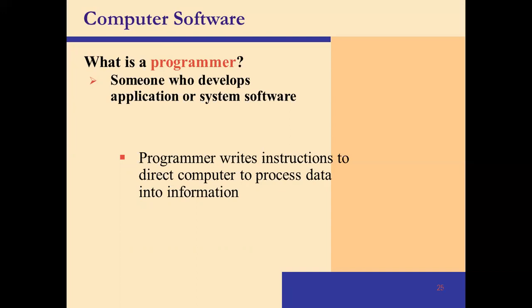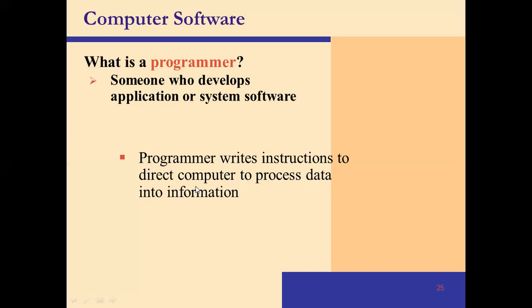Right now it is common to say that the person who writes the software is a programmer. When it comes to computer programming, we can say that the person who can develop application and system software, or manipulate software, or write instructions that allow the computer to perform something, is a programmer. A programmer writes instructions to direct the computer.